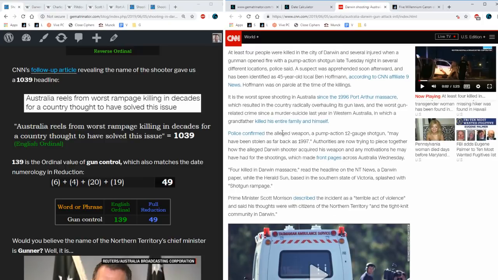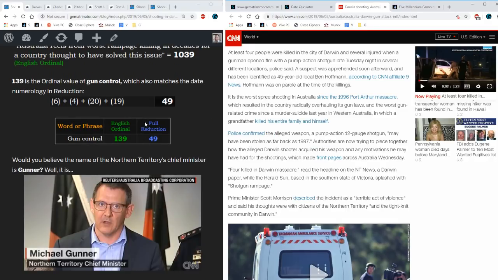What they're saying is that the weapon used in this shooting, which was a 12-gauge shotgun, may have been stolen as far back as 1997. So what they're essentially saying here is that not enough people turned their weapons in when gun control was enacted, and that there were still too many loose firearms floating around the nation. At least that's how I interpret it.